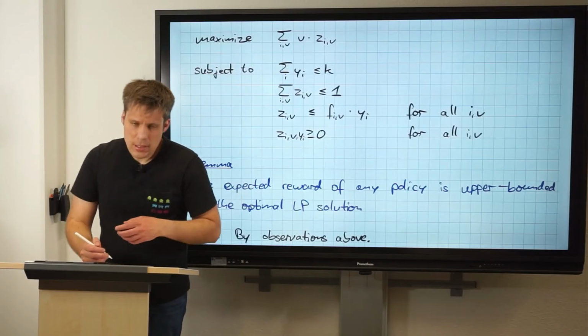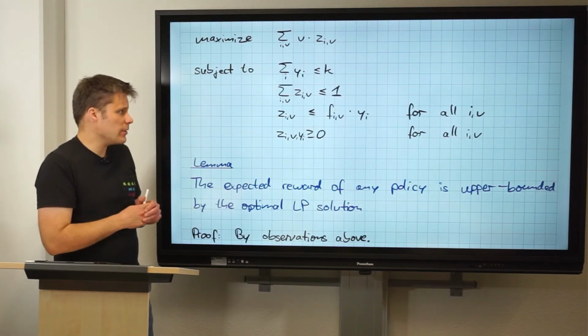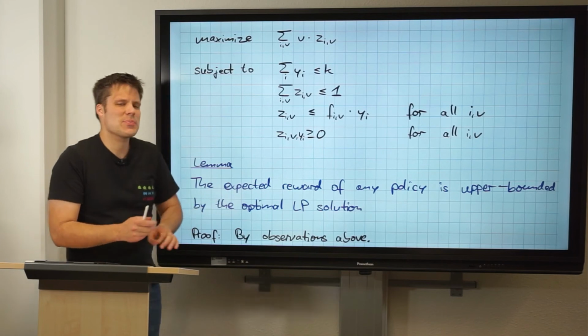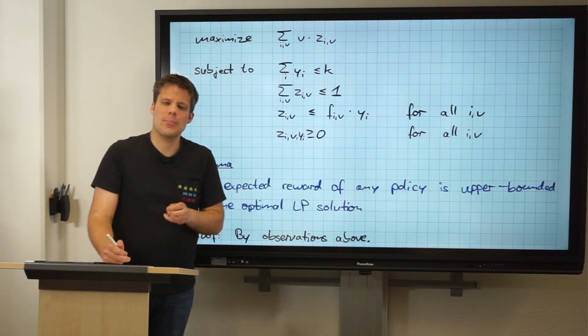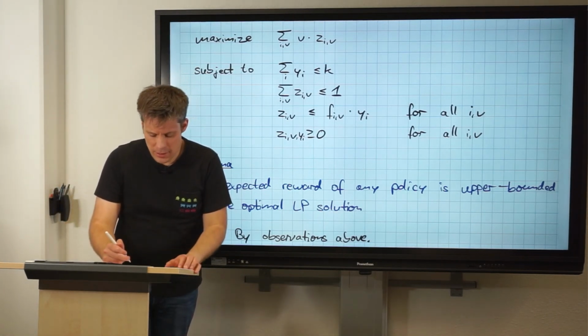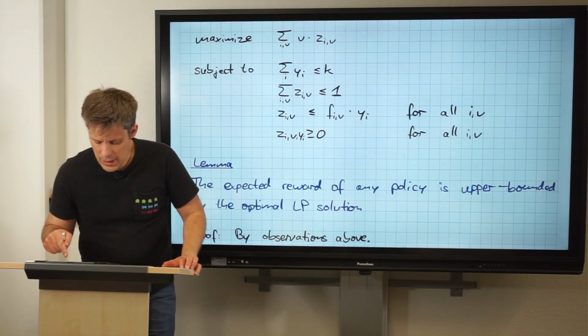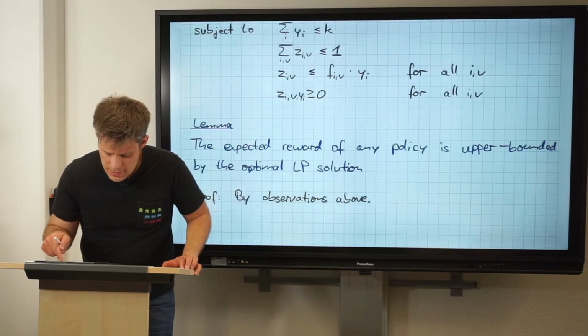As a matter of fact, not every feasible LP solution corresponds to a policy. This is what I said earlier. Namely, what could happen? The following could happen. Maybe it's instructive to see this.